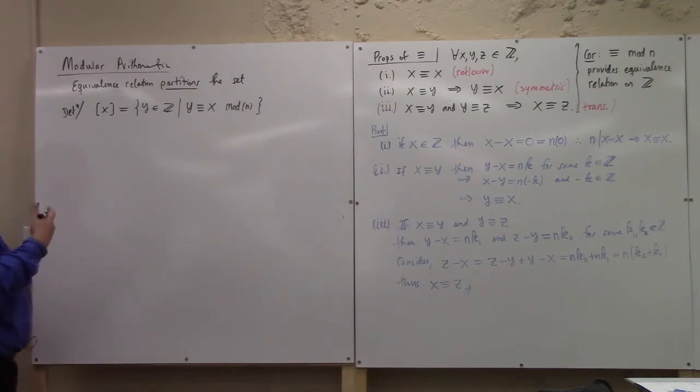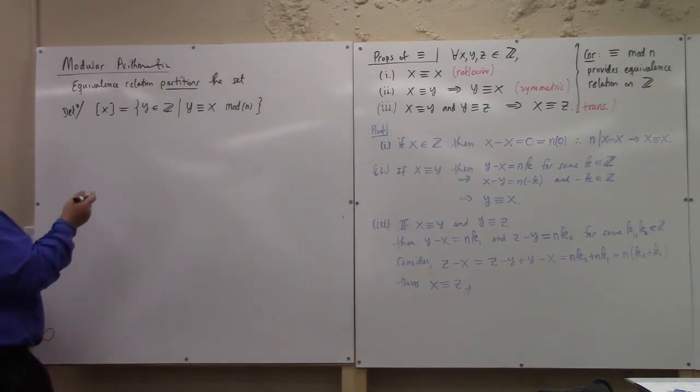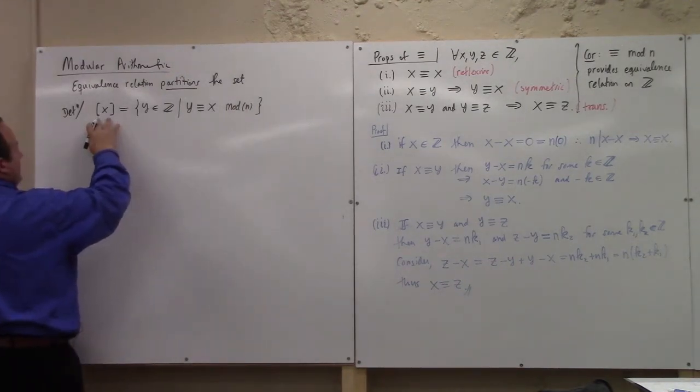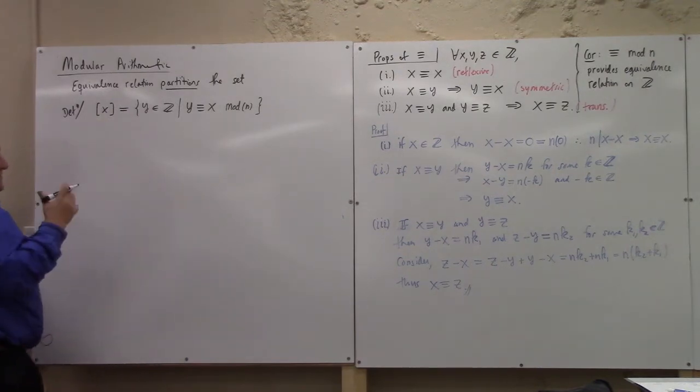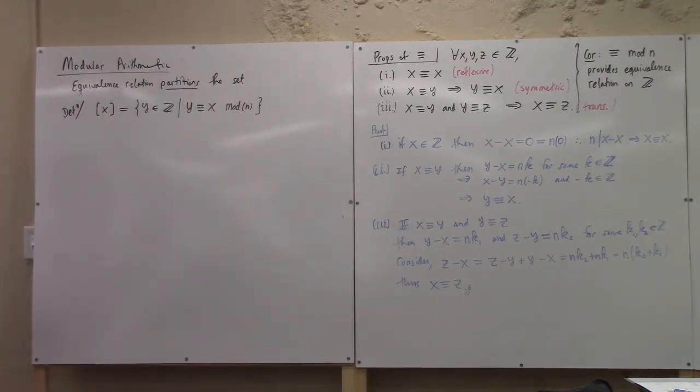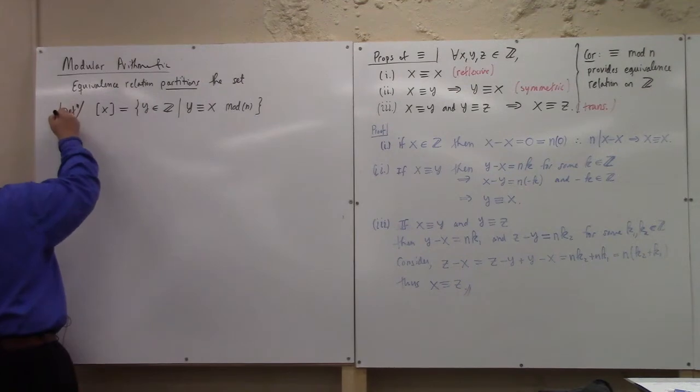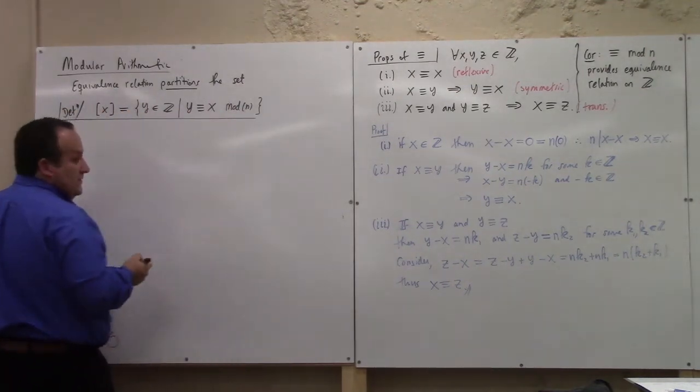So the deficiency of this notation, of course, is that it has no explicit reference to the n, which is forming the modulus. So that's kind of a downfall of this notation, right? But in a particular context, it's okay.